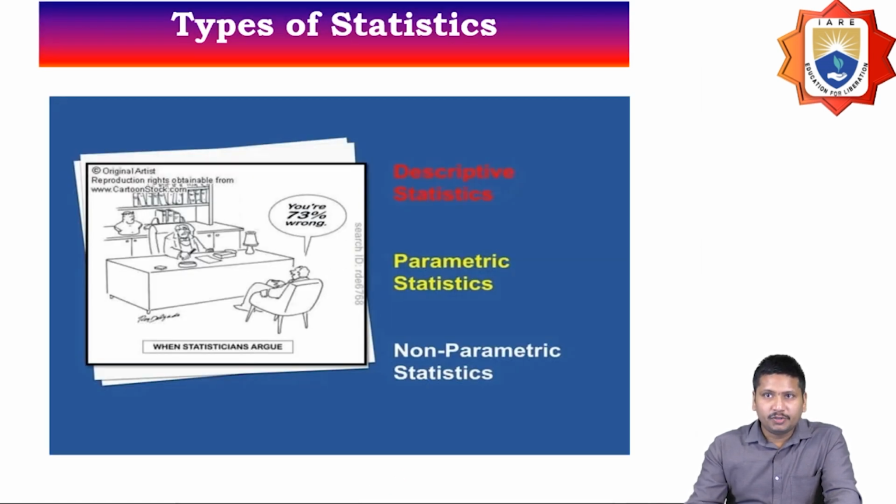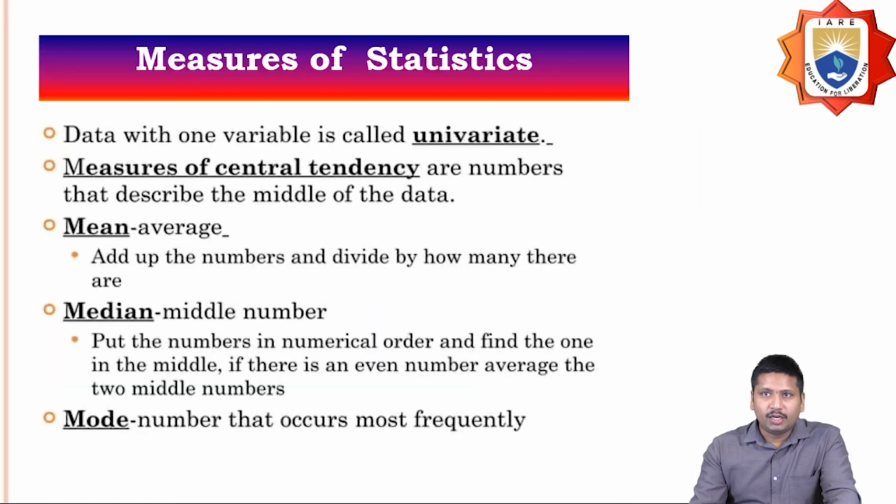There are different types of statistics, like descriptive statistics, parametric statistics, and non-parametric statistics. These things we are going to see one by one. And what are the various measures of statistics? Normally, data with one variable is considered univariate, and the measures of central tendency are the numbers which describe the middle of the data. Mean, or average, means adding up the numbers and dividing by how many there are.